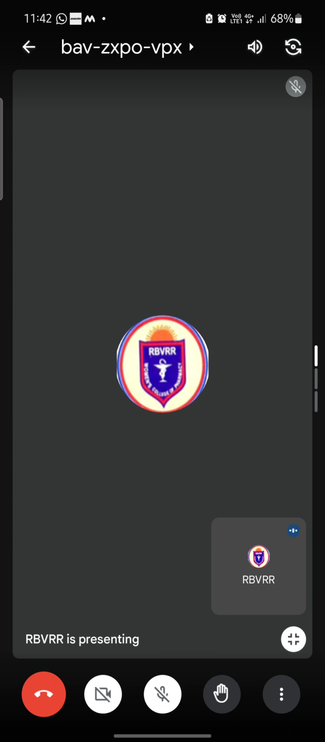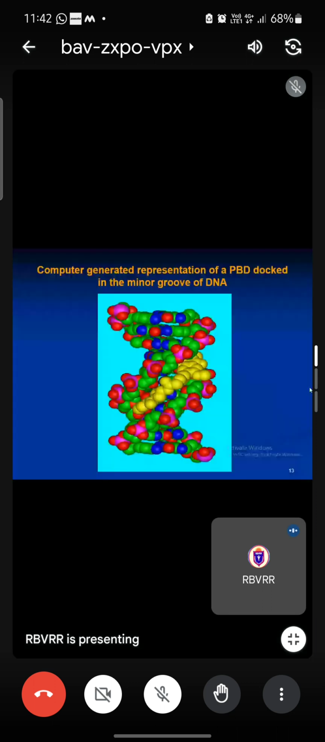And this is only a model where you can see this whole yellow thing is nothing but anthramycin, one of the examples of this PBD, which is docked inside the minor groove. And this is where you can see how nicely it goes and sits inside the minor groove. The space which is available really allows that. There are a lot of things which have been studied in this. I'll try to cover a few things.